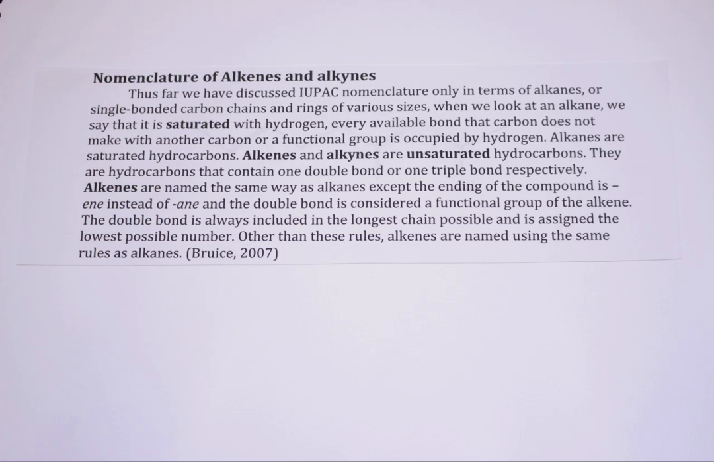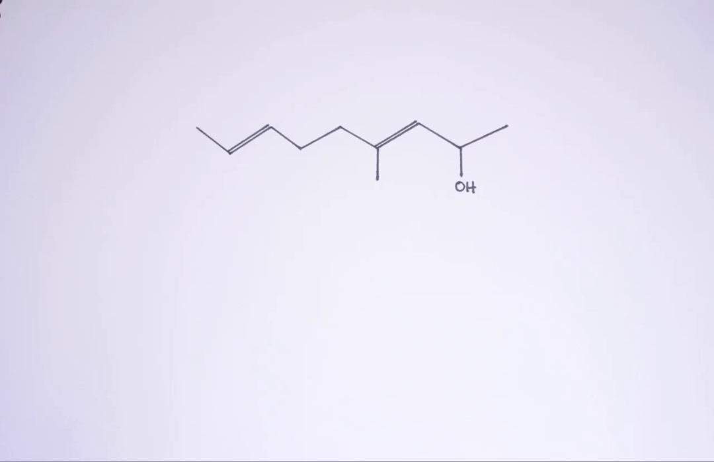Alkynes are named in the same way as alkanes and alkenes, except instead of ene for alkenes or ane for alkanes as the suffix, yne becomes the suffix. Alkyne. Other than that, the rules are the same. So let's take a look at an alkene.